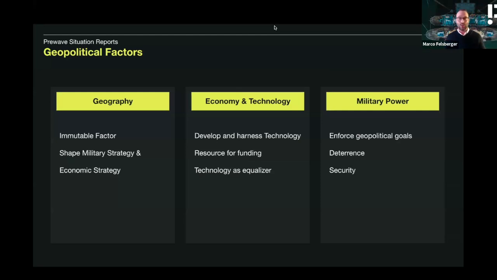And this, of course, the geography, because it's so immutable, shapes the strategy, the military and the economic strategy of countries. The second big factor is the economy and the technology itself.